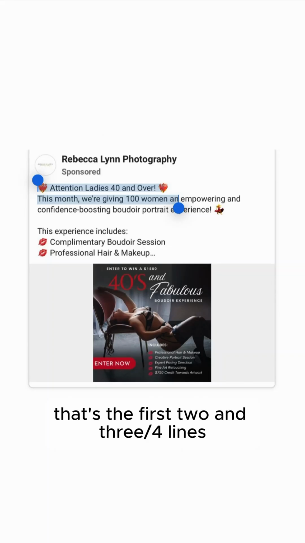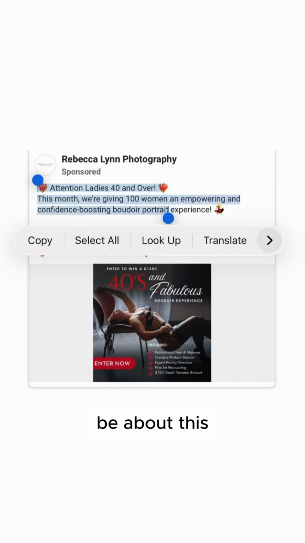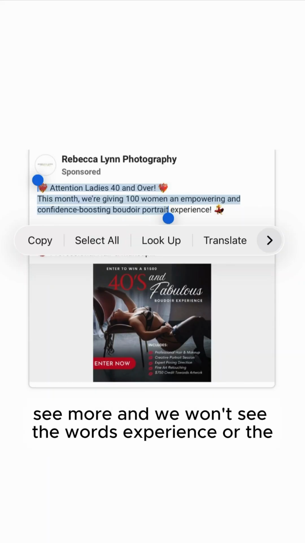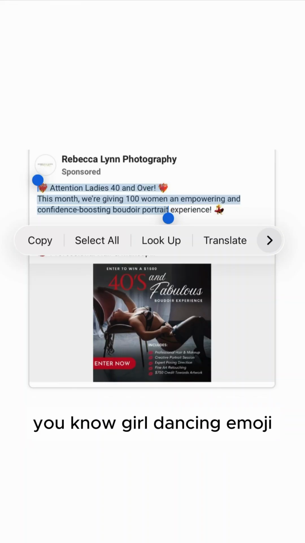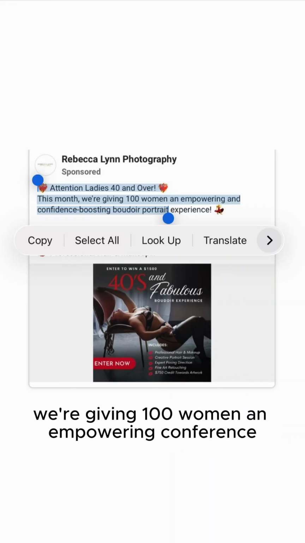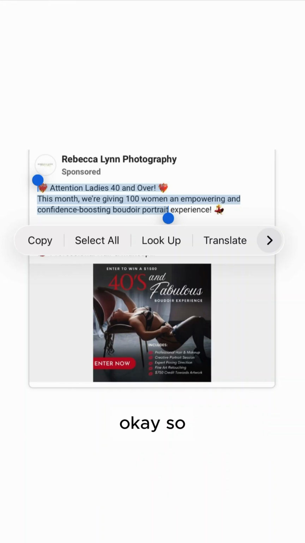Then we're going to go look at the See More headline. That's the first 2 3/4 lines. Facebook newsfeed mobile would be about this. The rest on line 3 over on the right will be see more. And we won't see the words experience or the girl dancing emoji. So: attention ladies 40 and over. Okay. This month we're giving 100 women an empowering, confidence boosting boudoir portrait.